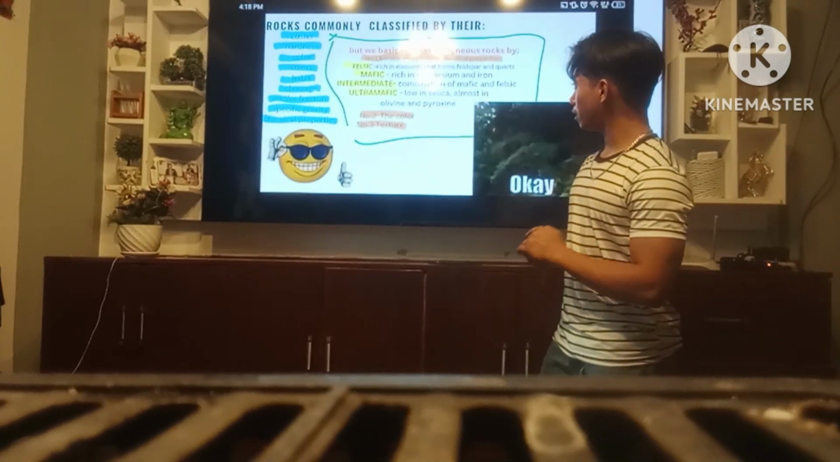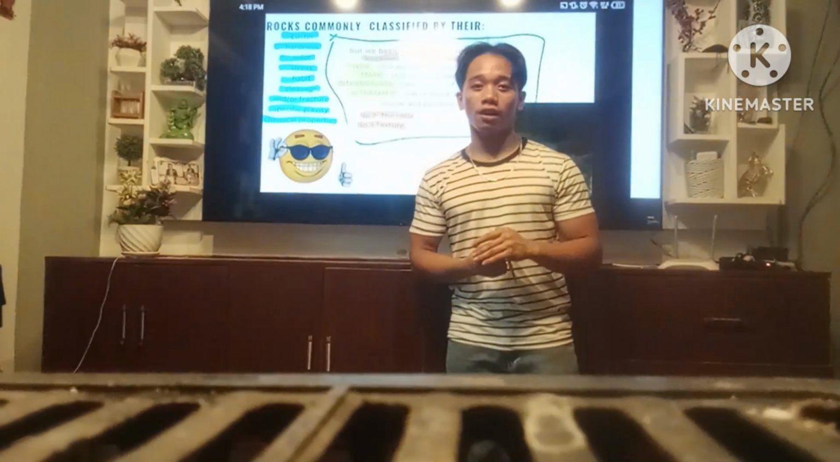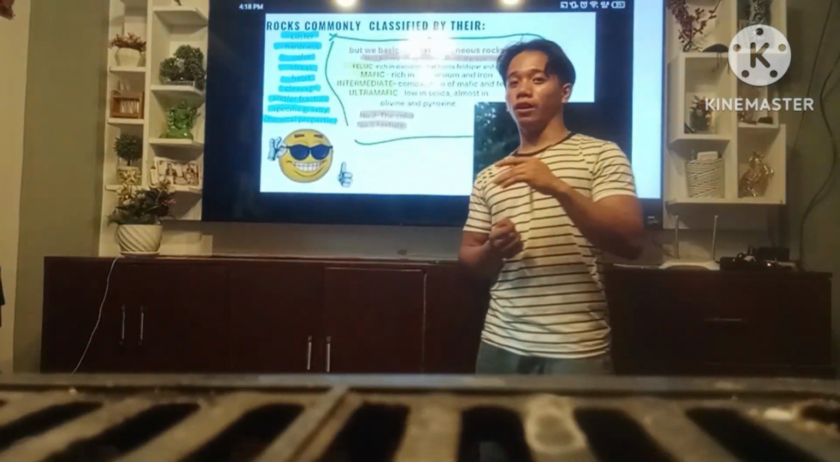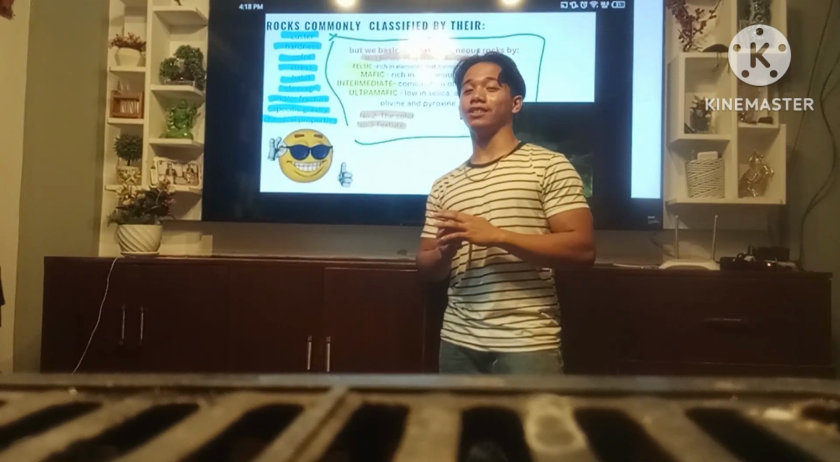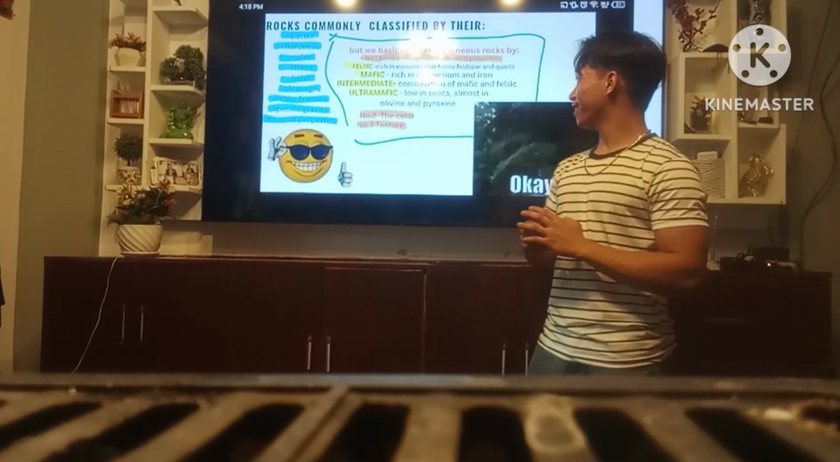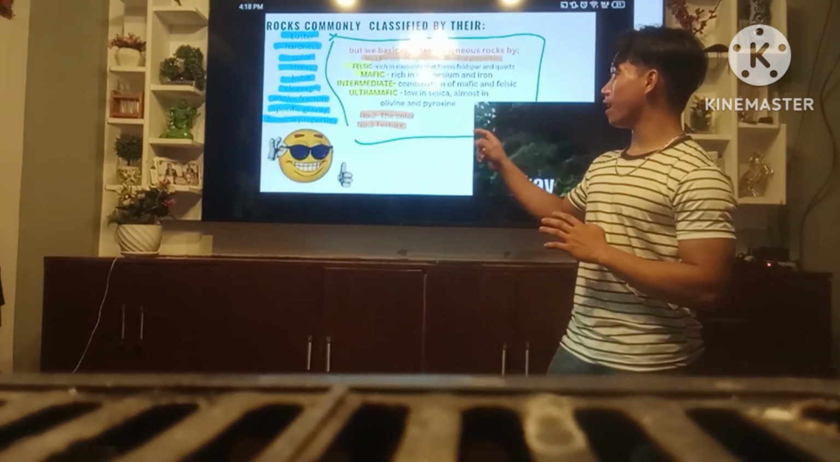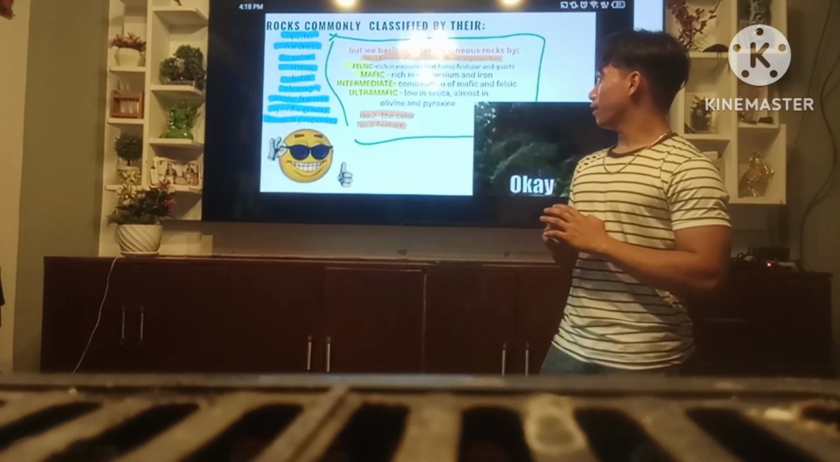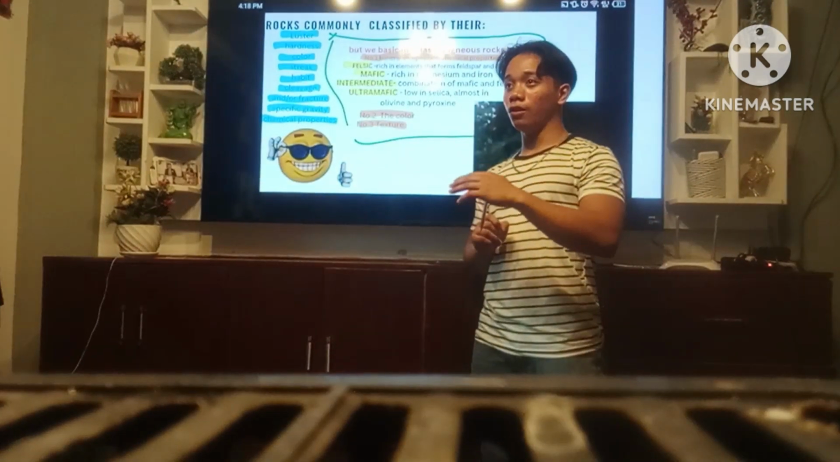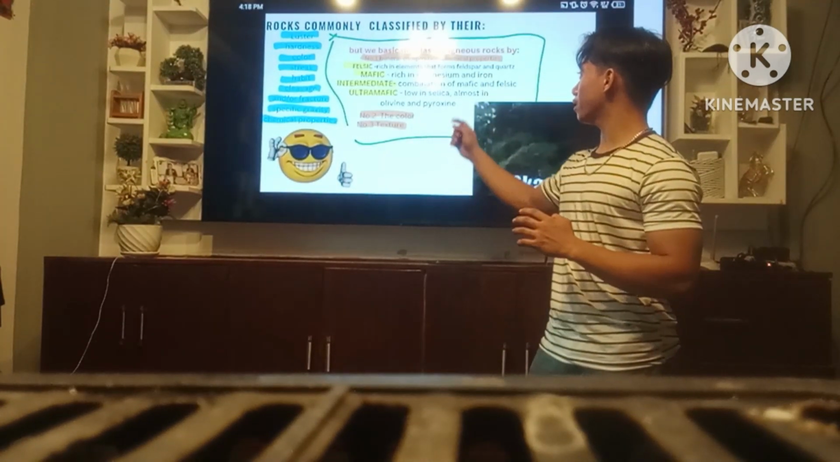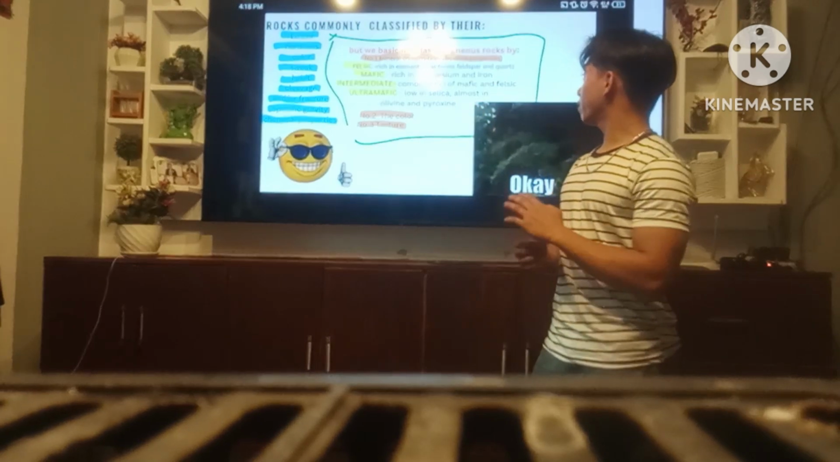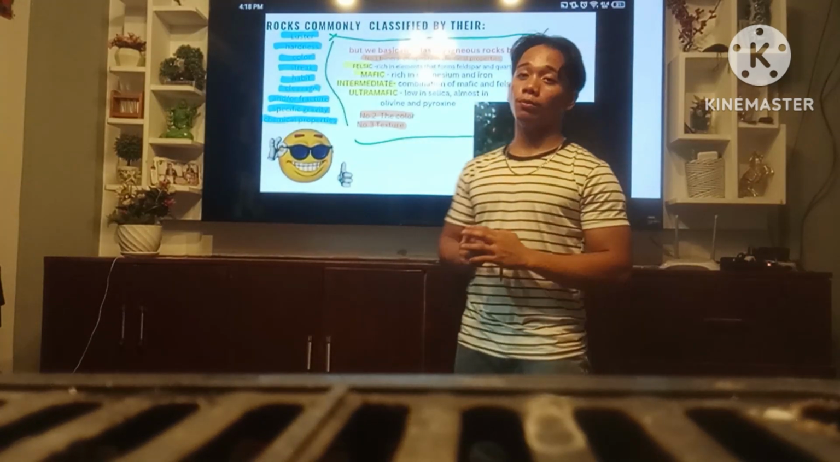Then intermediate is a combination of felsic and mafic. Basically, in Tagalog, it is 50-50. Then the ultramafic is a rock that has almost 0% of silicon, but too much magnesium and iron.